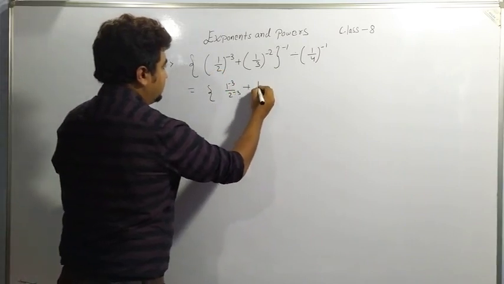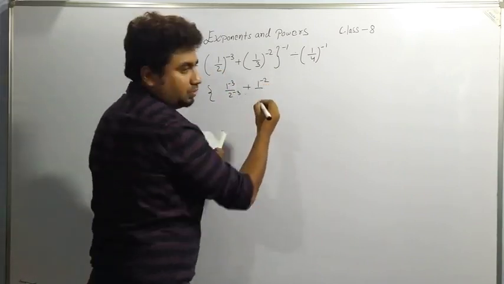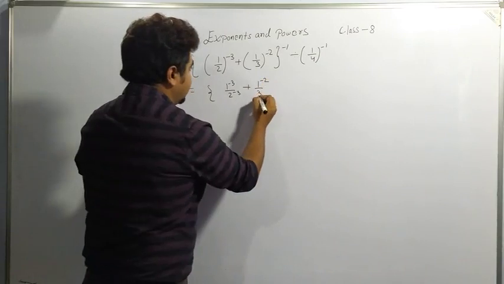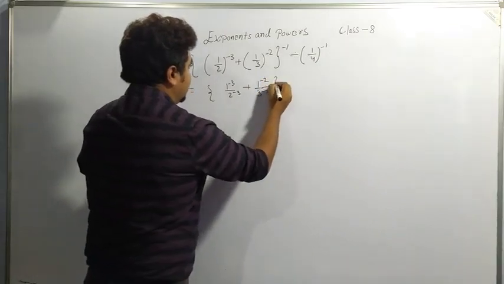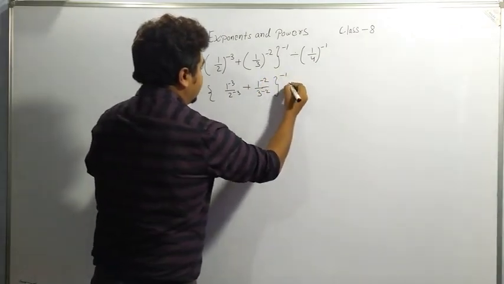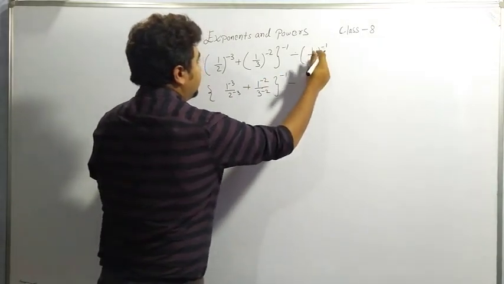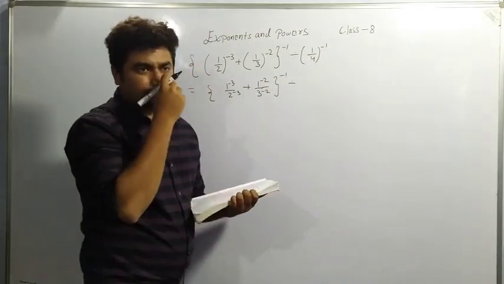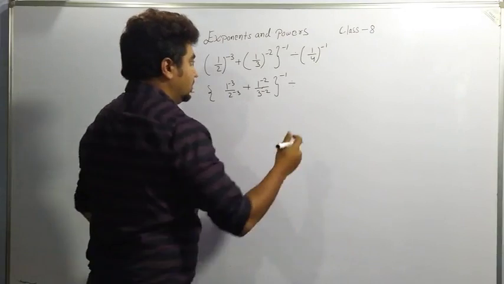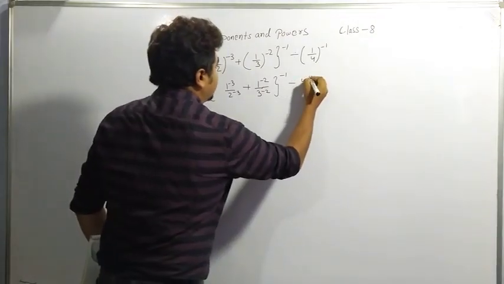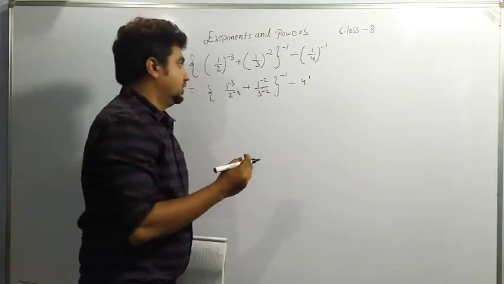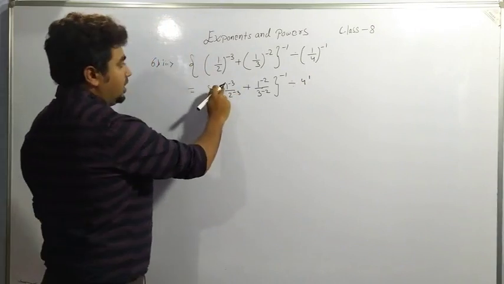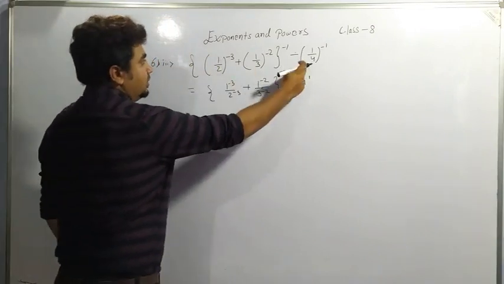This can be written as 1 by 1 to power minus 2 divided by 3 to power minus 2. Overall power is minus 1. Again, from here 1 by 4 to power minus 1, if we take it to the numerator, it will become plus 4 to power 1. So this is converted.